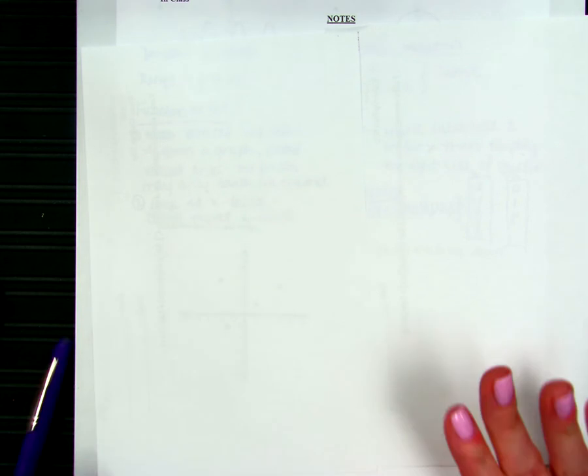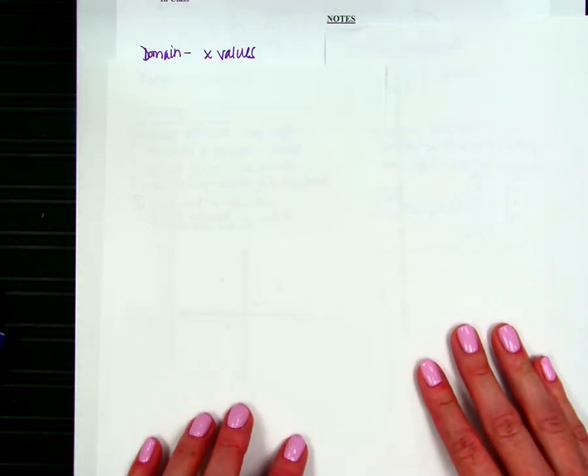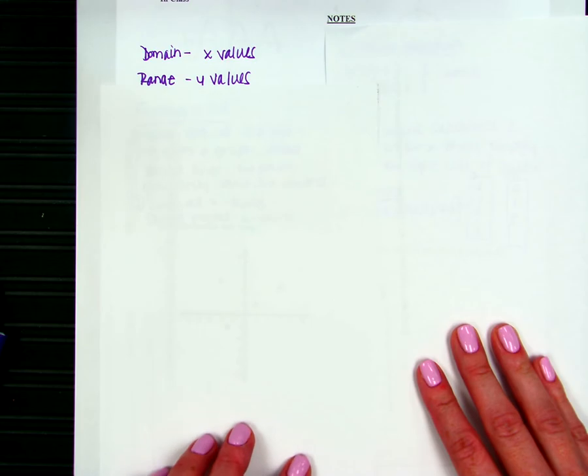Hey guys, today we're doing Unit 3, Day 1: Functions, Equations, and Graphs. We're going to start out with our notes. I have everything written out, so just follow along, copy down as you can, and pause the video if you need to. The first thing we're going to talk about is our domain and range.